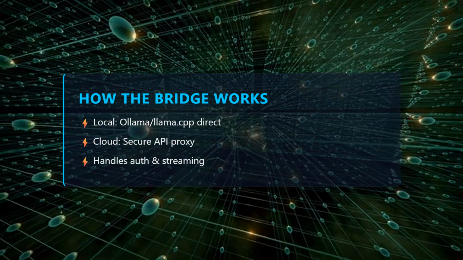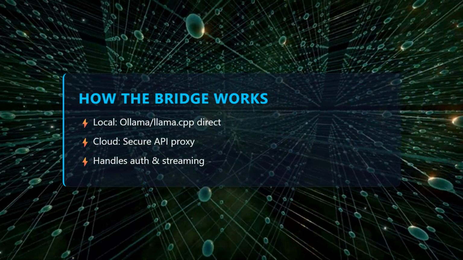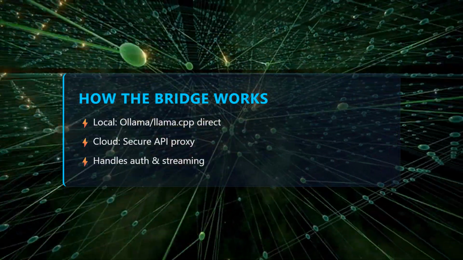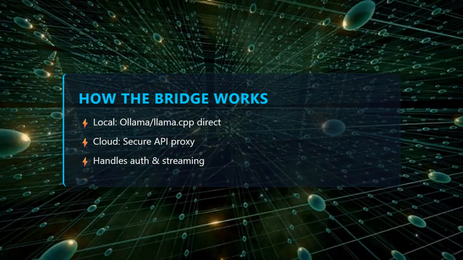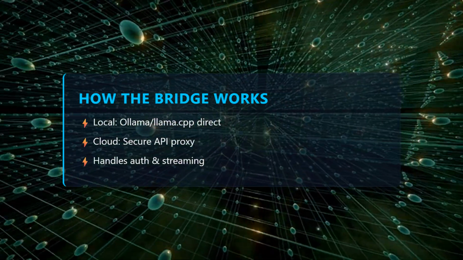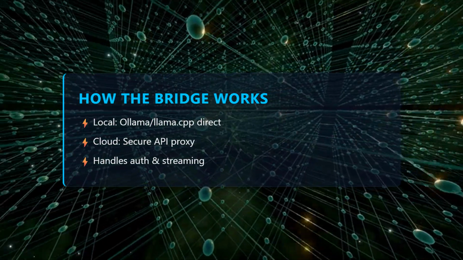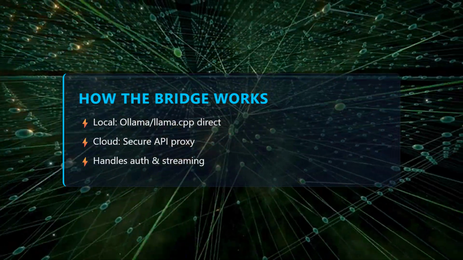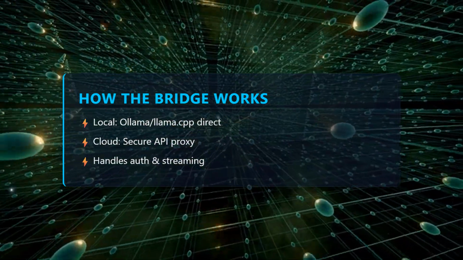Under the hood, Osaurus acts as a lightweight bridge. When you select a local model, it talks directly to Llama or llama.cpp on your Mac. When you choose a cloud model, it securely forwards your request to the provider's API, handling authentication and streaming back the reply. All of this happens behind the scenes, so you stay focused on the conversation, not the plumbing.